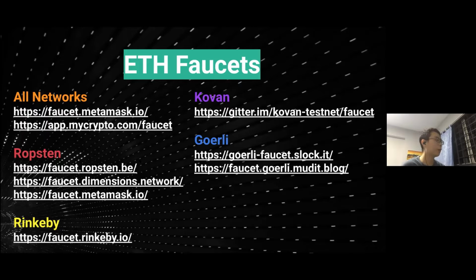I would say all networks are pretty fine. I wouldn't really give a preference to any, so it's really up to you to try and use. Of course, some faucets will offer more ETH than others, so you can take note of that.